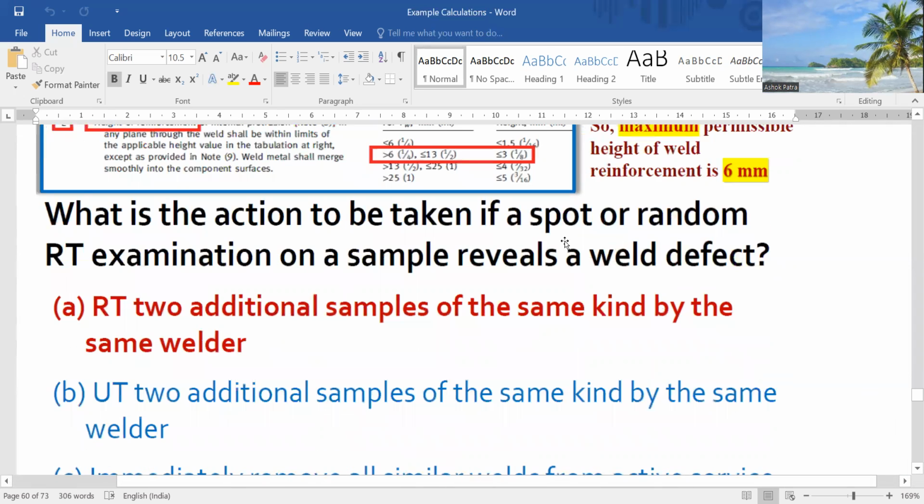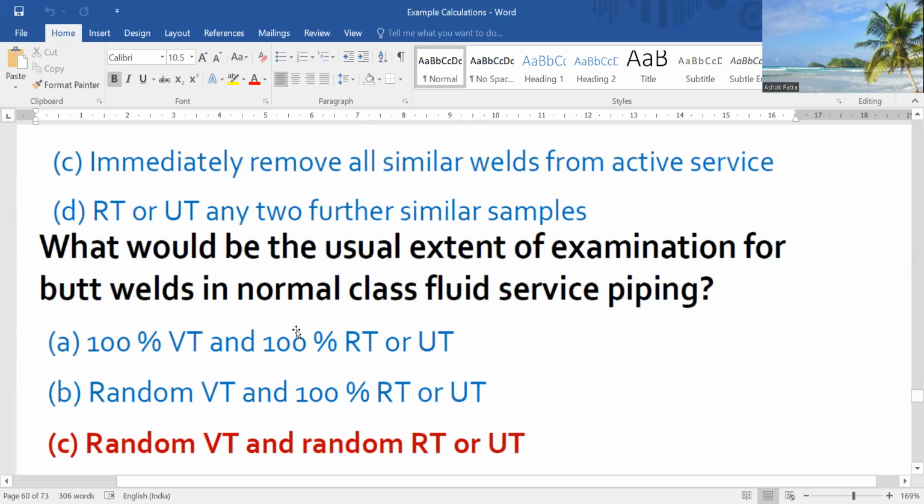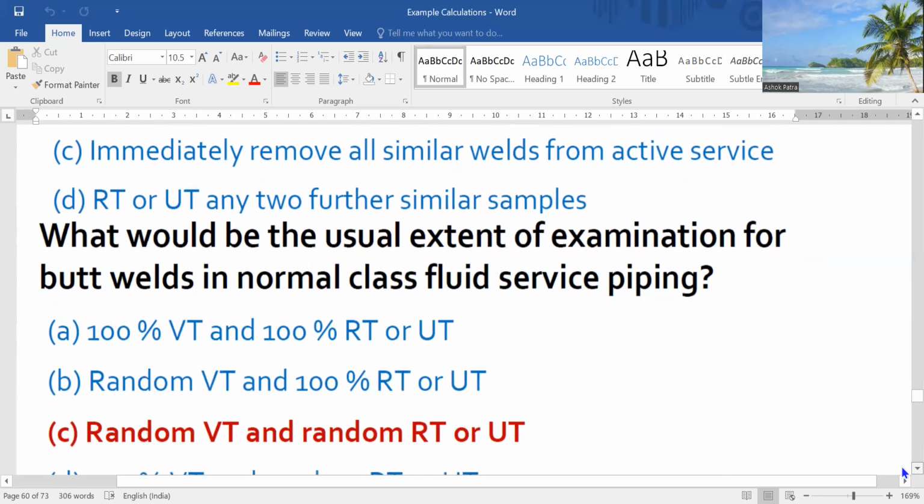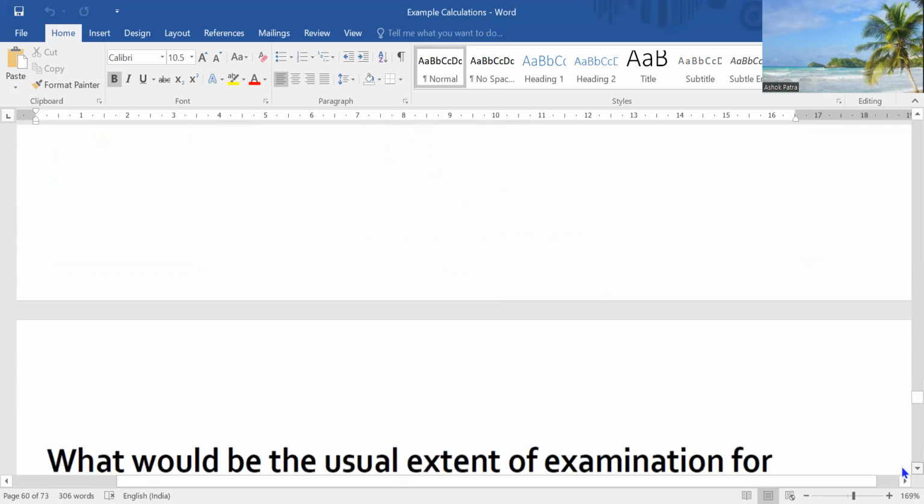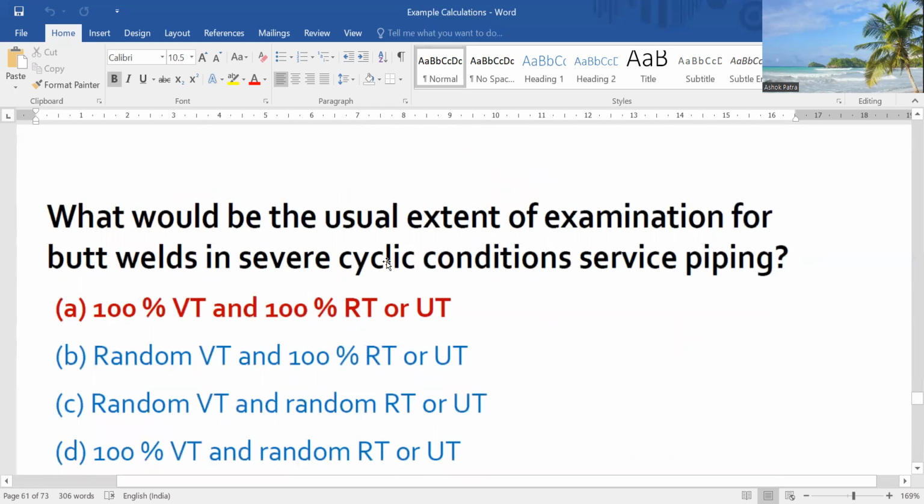What is the action to be taken if a spot random RT examination on a spot sample reveals a weld defect? RT two additional samples of the same kind by the same welder. What would be the usual extent of examination for a butt weld in normal fluid service piping? Random VT and random RT or UT. What would be the usual extent of examination for a butt weld in severe cyclic condition service piping? 100% VT, 100% RT or UT.